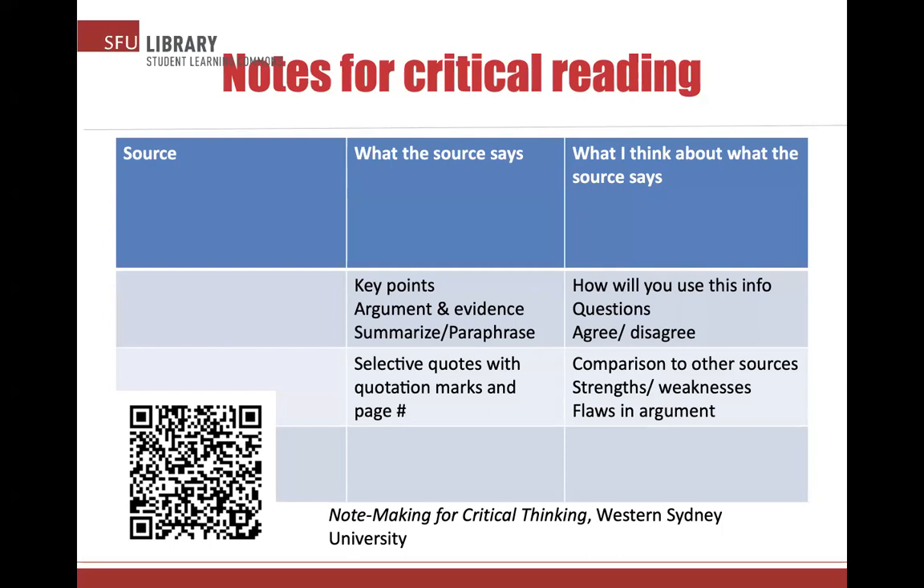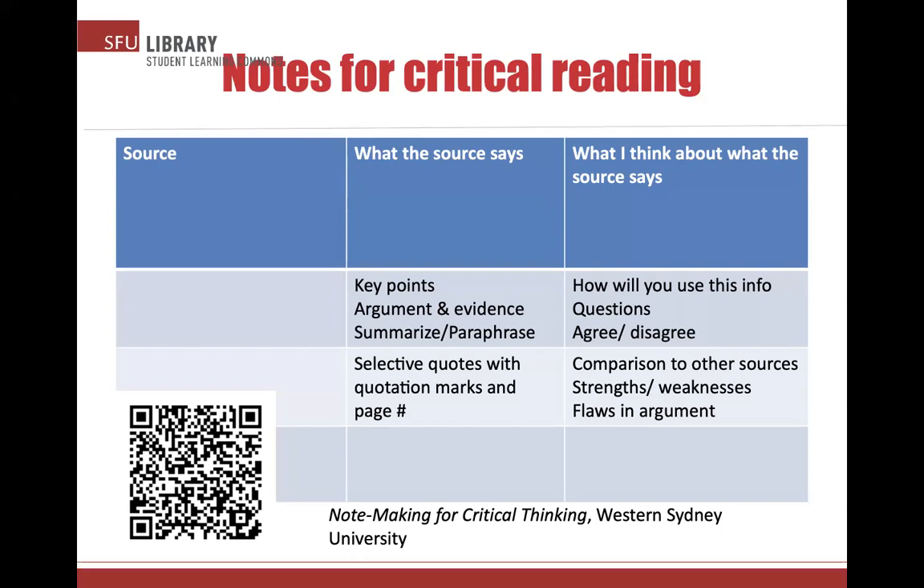So a good format was presented by Western Sydney University, and you can get the full, much more complicated version if you scan this QR code. It's just making a 3-column table, with the first column being the full citation of the source that you're reading, so that you don't lose track of that. And in the second column, you take the notes of the main points, what the source says, and you can use the 3R method, just like I described for that.